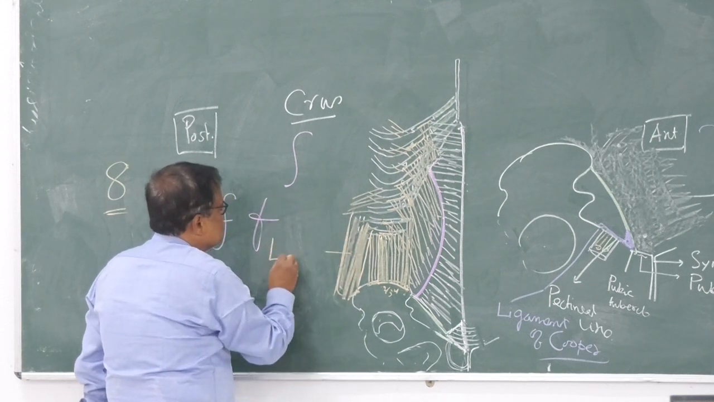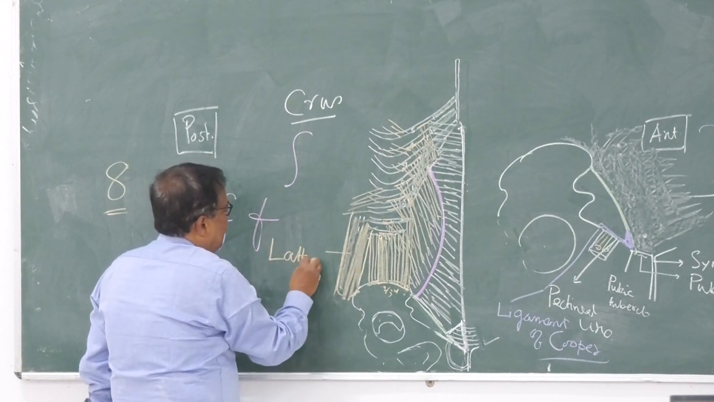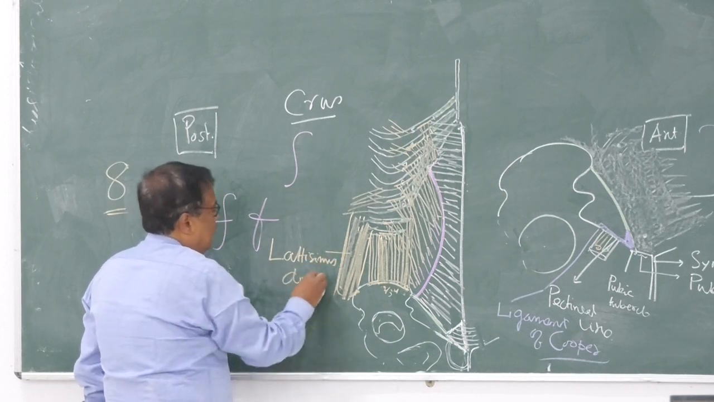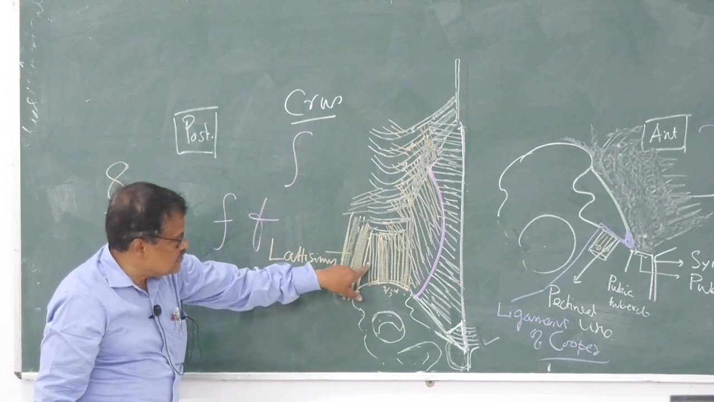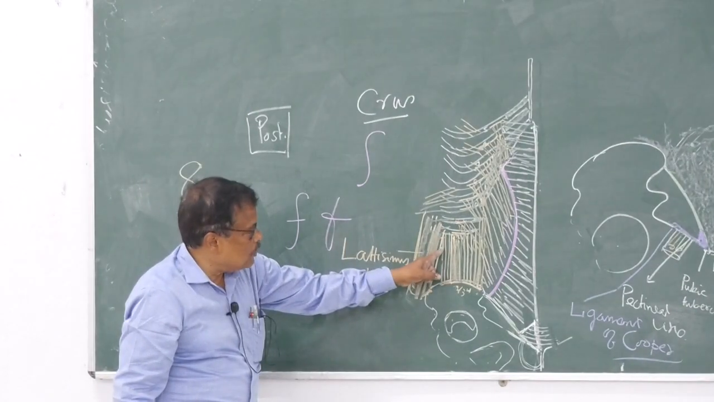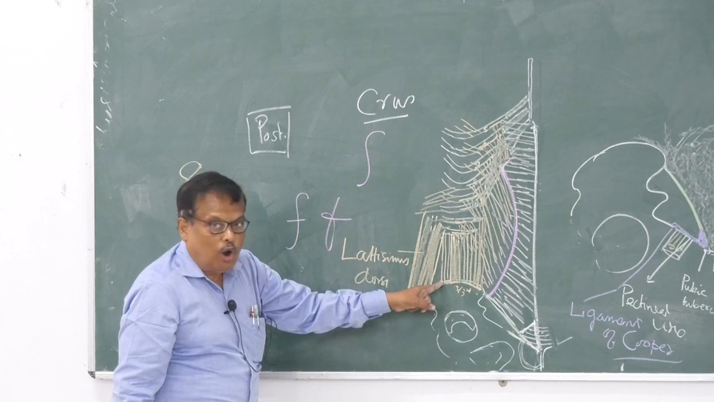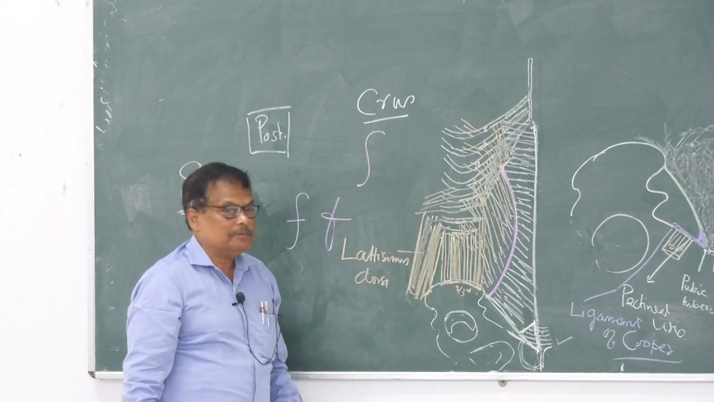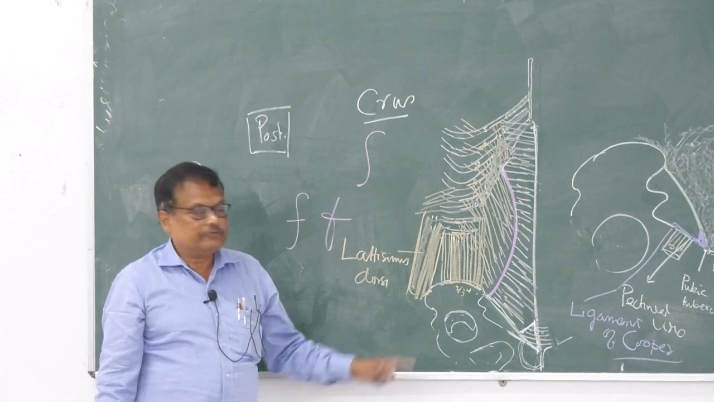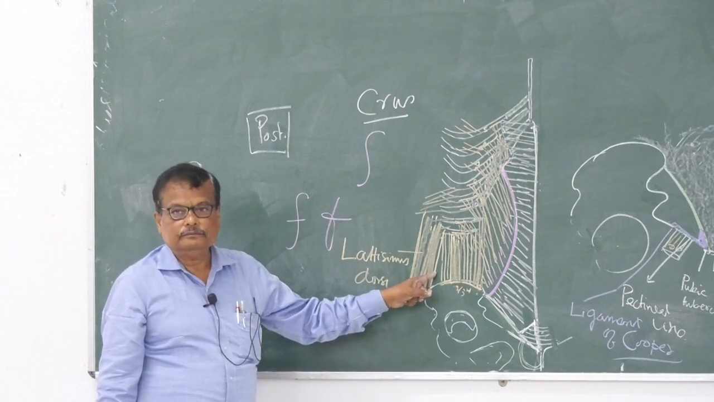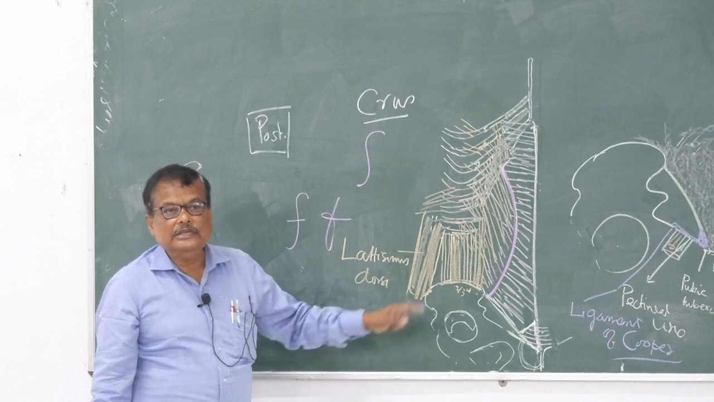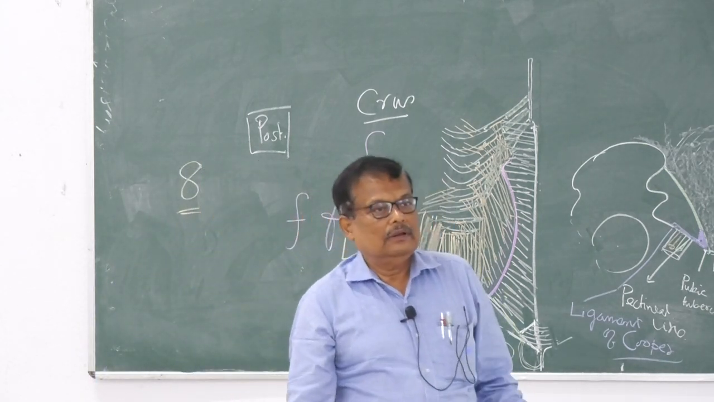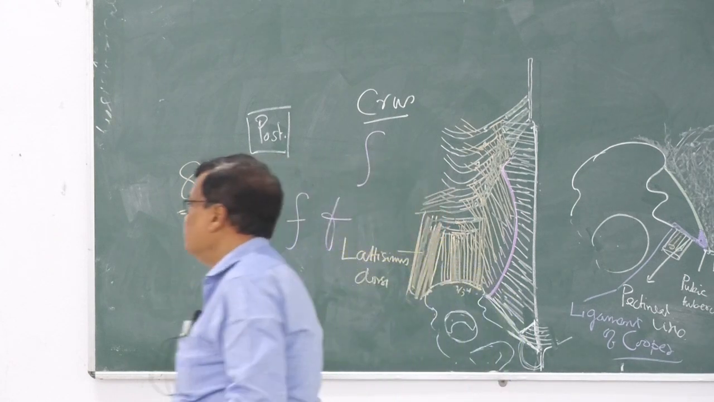This is the latissimus dorsi. So there is a potential gap between the posterior border of the external oblique and the anterior border of the latissimus dorsi. A triangular gap is present, and this triangle we call the lumbar triangle of Petit. Lumbar triangle of Petit, clinically important.